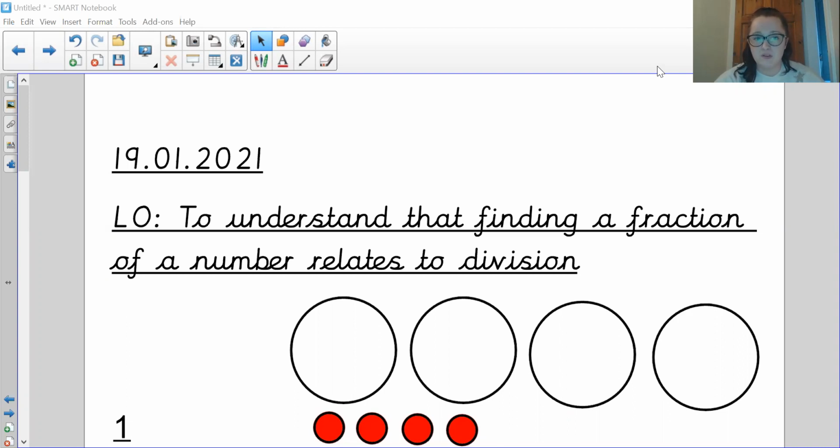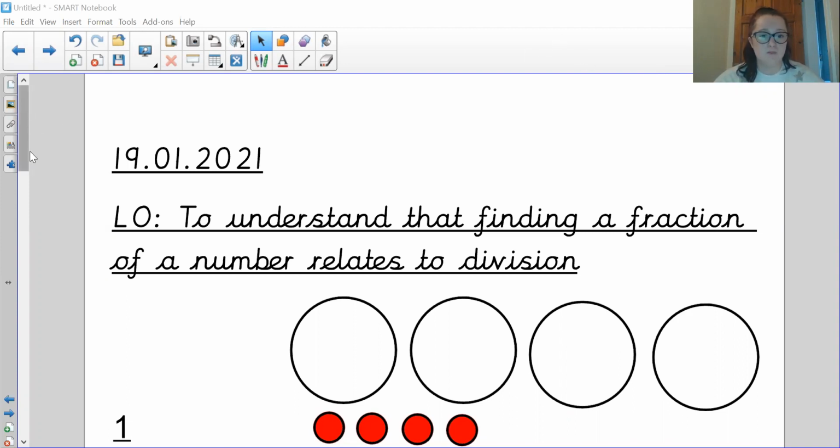Now today, our learning objective is to understand that finding a fraction of a number relates to division. Thinking back to what we did yesterday, and how we could divide all those different numbers and the different steps we could break up, we're going to look at that in a little bit more detail today. I've tried to get some different questions because I know quite a few of them yesterday were quite similar. So let's have a look.